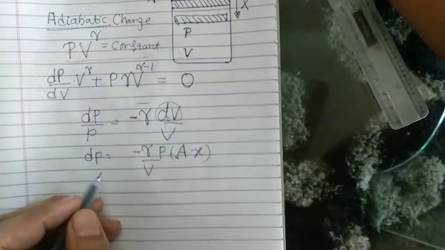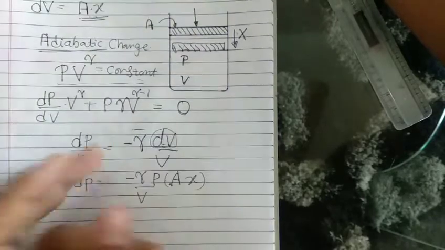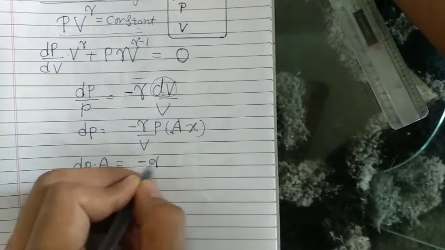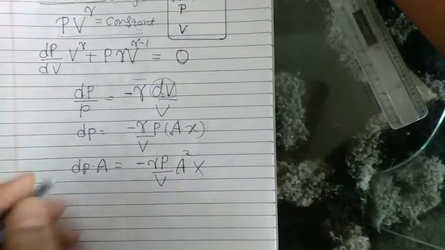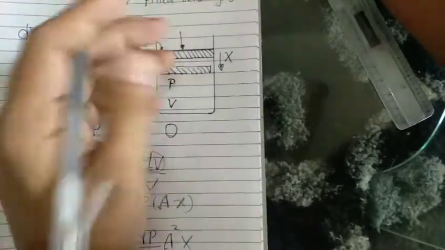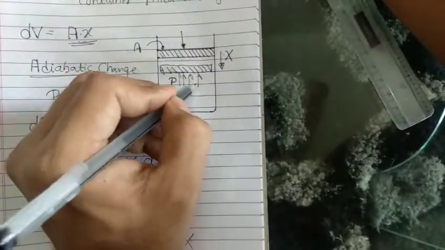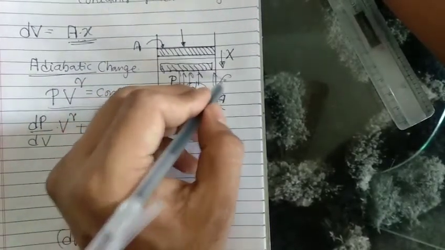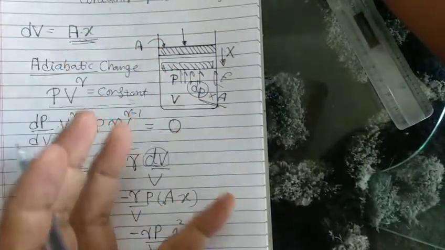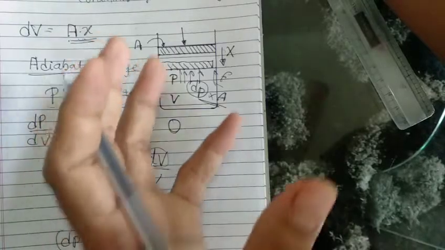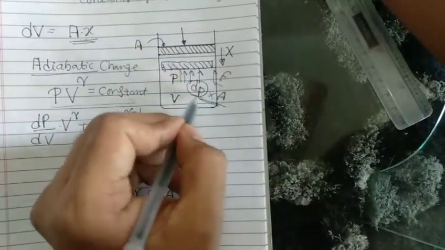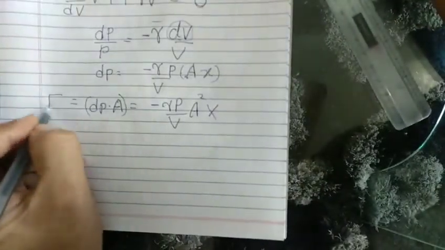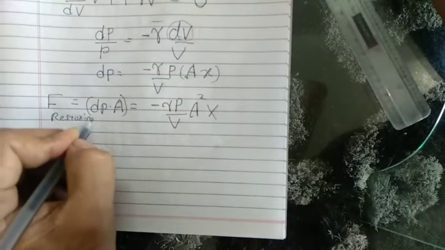This is a pressure. Now if you multiply both sides by the area of the piston, dP into A is minus gamma PV A square X. And now just look at this system. dP is an increase in pressure, the pressure that increases from inside. If you multiply dP with the area of the piston, it will be equal to the restoring force acting from inside on the piston, the increase in pressure into area. So dP into A is a restoring force acting on the piston by the gas.